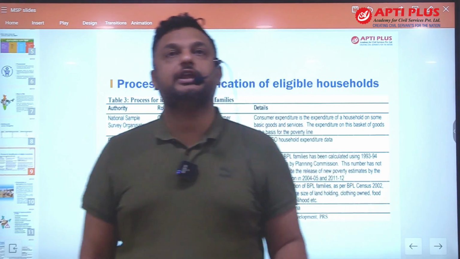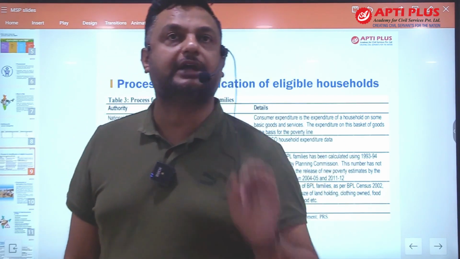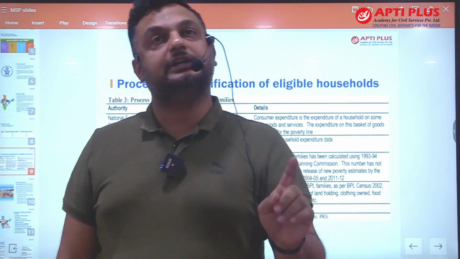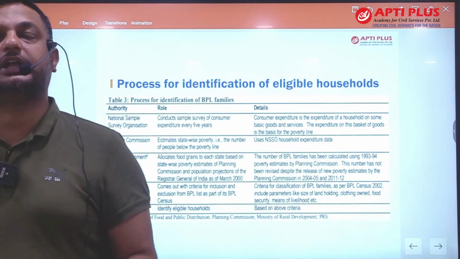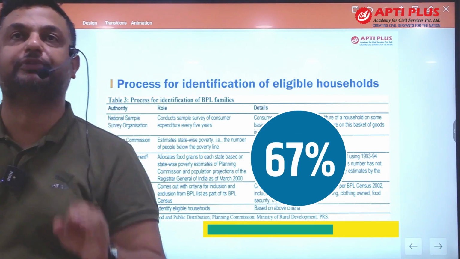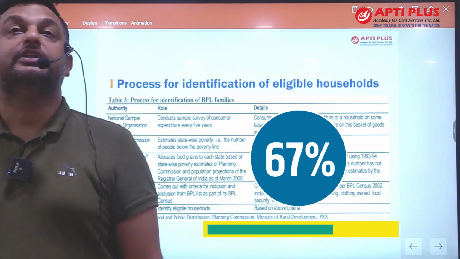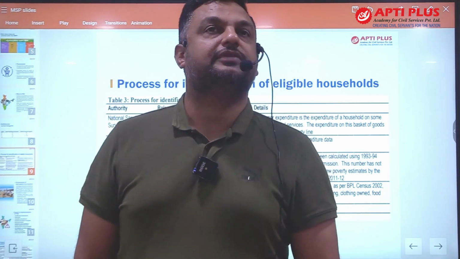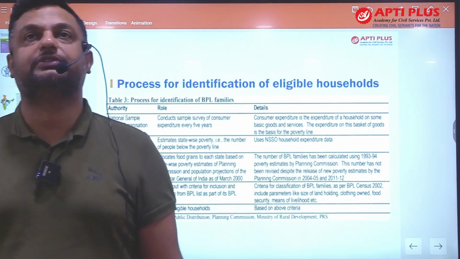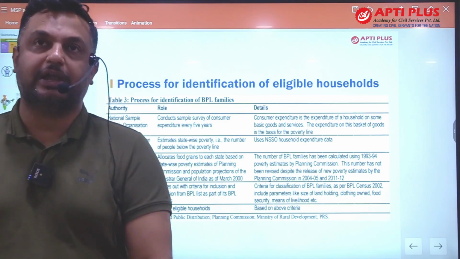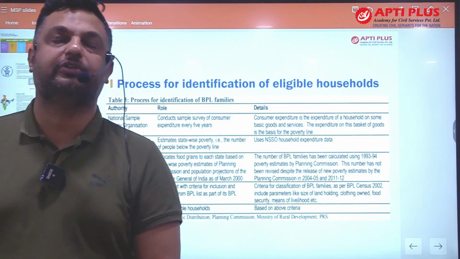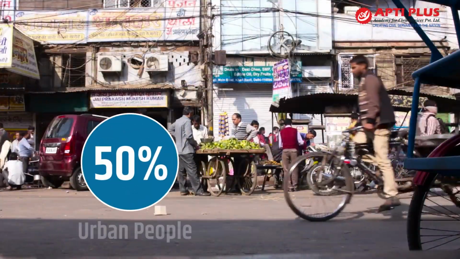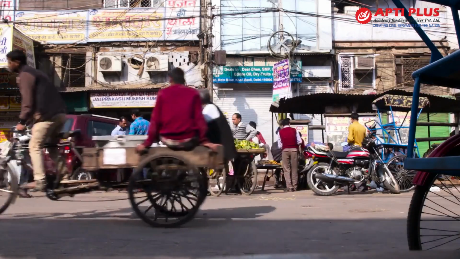See, in 2013, the Government of India introduced an act called the National Food Security Act 2013. Under the National Food Security Act 2013, around 67% of the people of India are eligible to receive the food grains. Approximately 75% of the rural people and 50% of the urban people are eligible to receive the food grains.